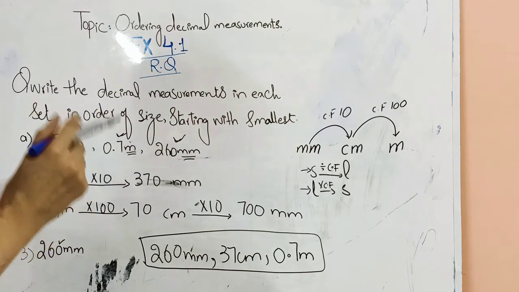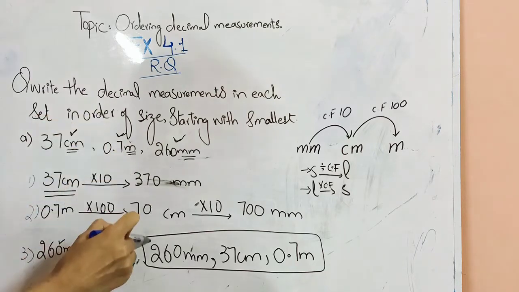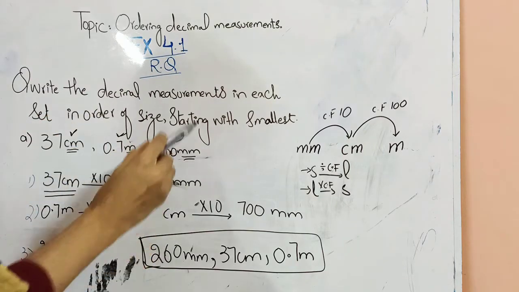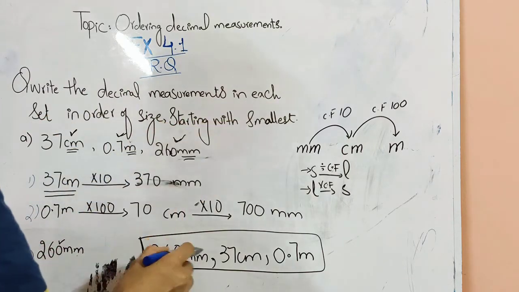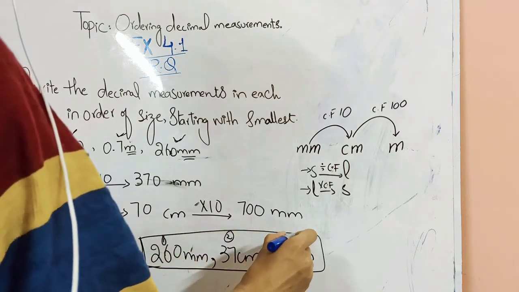And after converting each value into the same unit, you will put your values in order. We will start from the smallest one. This is the first, second, and third.